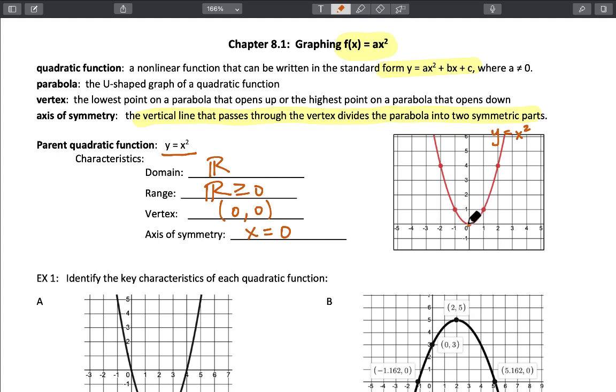So here you can see it passes through the point 0, 0. That's the lowest point on this parabola that opens up. And then it goes to the point 1, 1, and then 2, 4. Those are going to be important points to remember as we do our comparisons. All right, there's our vertex, 0, 0. You can see that it's symmetric about this vertical line, and remember we called that the axis of symmetry.